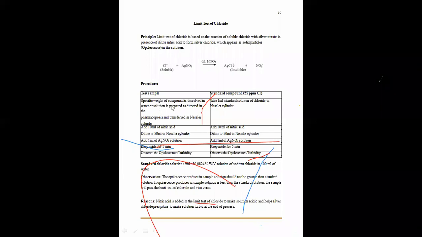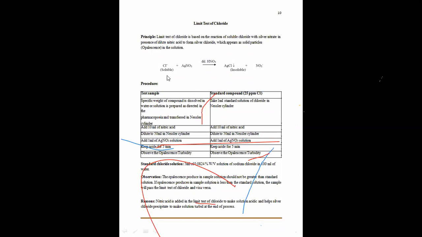See what we have added? One test sample we have taken in the first Nessler cylinder, another standard solution we have taken in the other Nessler cylinder, and in both the Nessler cylinders we have added 10 ml of nitric acid, followed by the addition of 50 ml of water for dilution purpose. After that we are going to add 1 ml of silver nitrate solution in both the solutions, and after the addition, keep the Nessler cylinders aside for 5 minutes. After 5 minutes, the reaction will be completed.